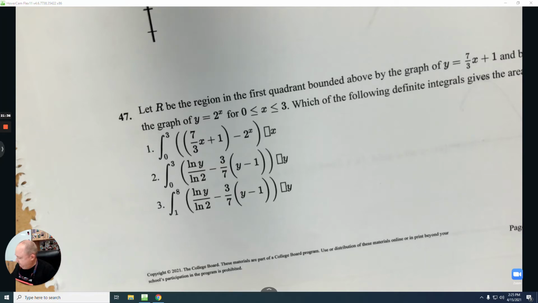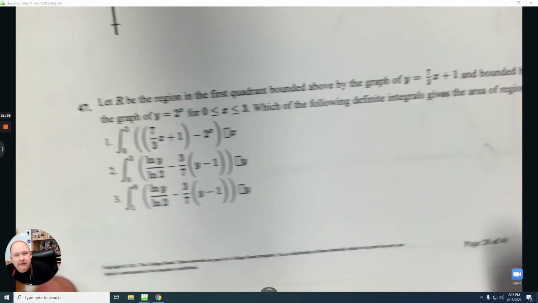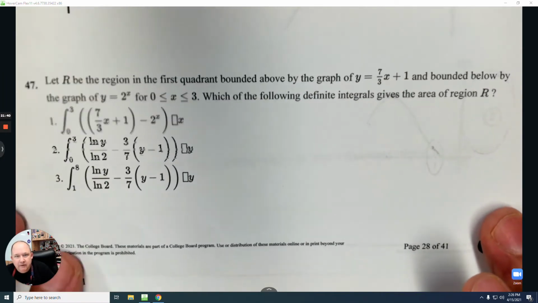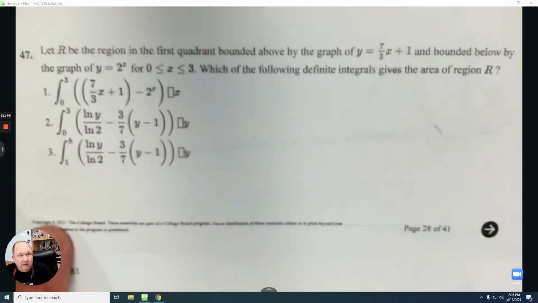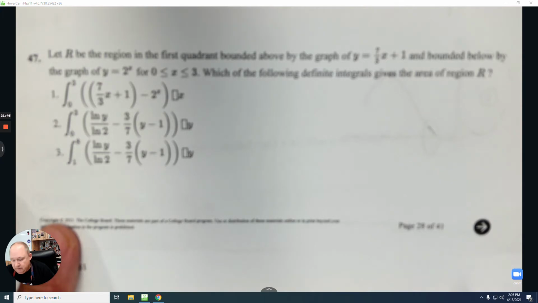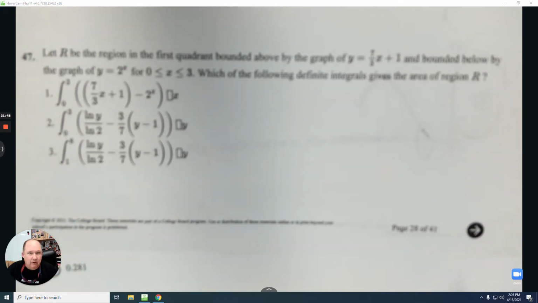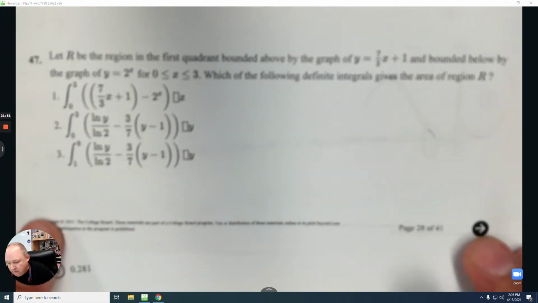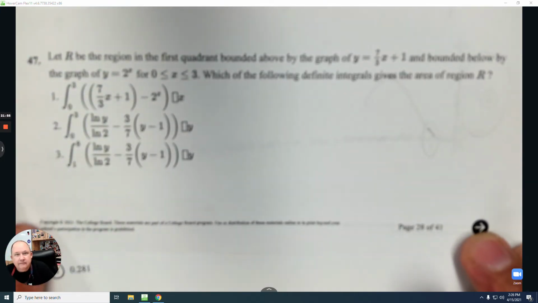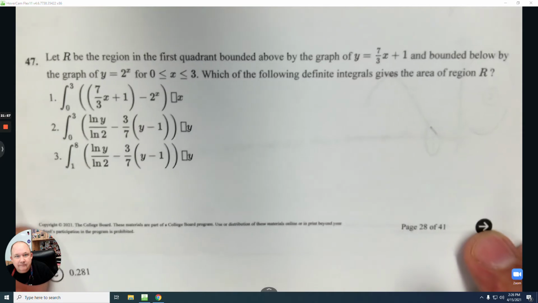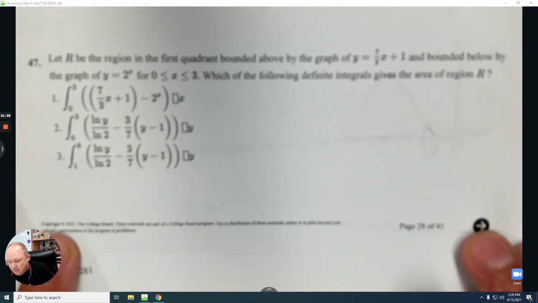47. In 47, let R be the region in the first quadrant, bounded above by the graph y = (7/3)x + 1, and bounded below by the graph y = 2^x, from x = 0 to 3. Which of the following definite integrals gives the area of the region correctly?